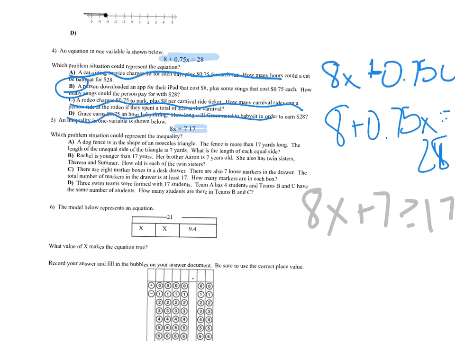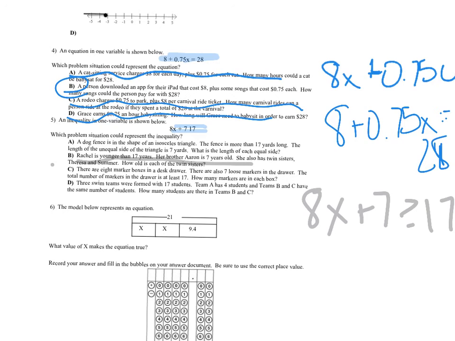So A, a dog fence in the shape of an isosceles triangle. The fence is more than 17 yards long. The length of the unequal side is 7 yards. What is the length of each equal side? I don't really see that this has anything to do with the 8. B, Rachel is younger than 17. Well, that's younger than 17, that's less than 17. So that's not going to work already.